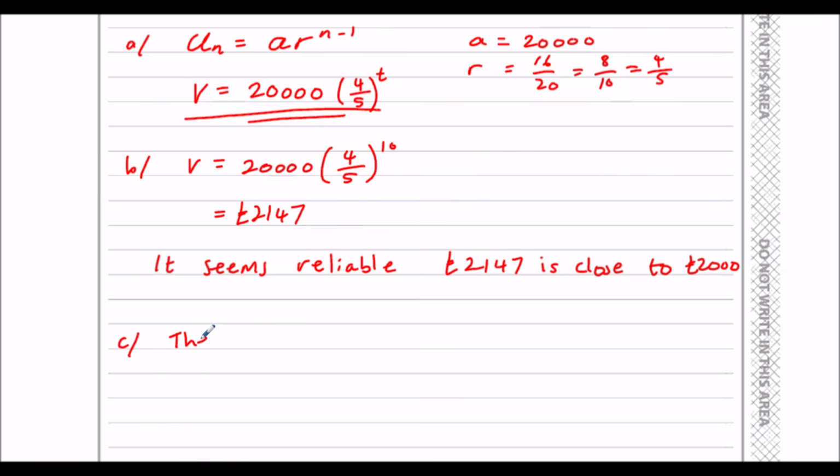So the common ratio would be closer to 1. So if it was 9/10, it would go down slower. The value would go down slower because the smaller the common ratio, the faster it's going down. So the common ratio will be closer to 1, greater than 4/5.